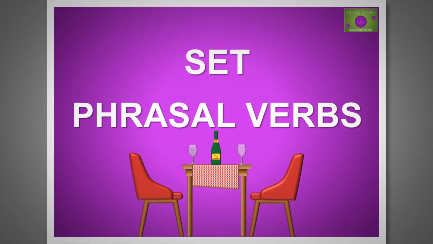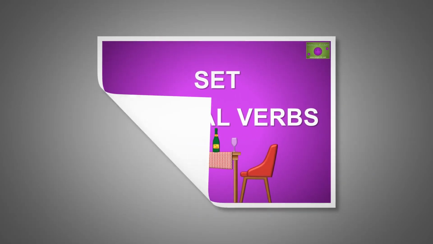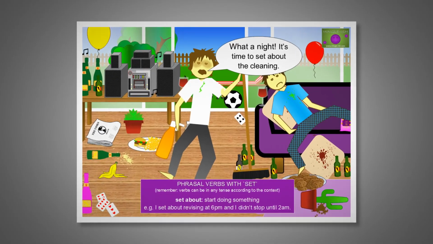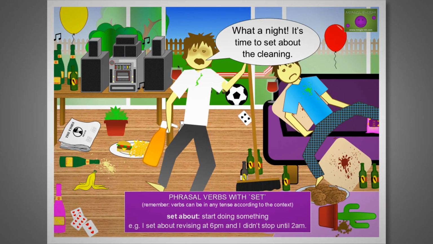Let's learn 5 phrasal verbs with set. Firstly, set about. This means to start doing something. For example, what a night! It's time to set about the cleaning.